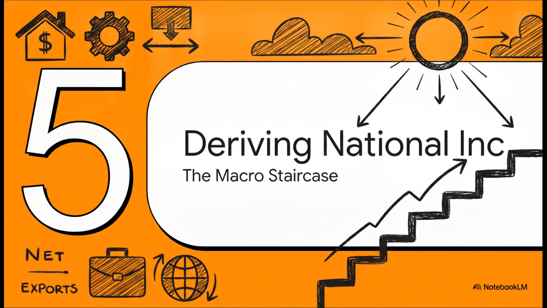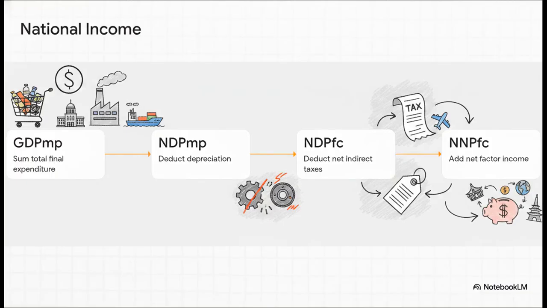Section 5, Deriving Final National Income. It is time to climb the macroeconomic staircase. You'll want to memorize this rhythmic sequence for your exams, analysts. Step 1, sum up your four components: consumption, investment, government, and net exports. That gives you gross domestic product at market prices. Step 2, remember that physical machinery wears out over time. So we subtract depreciation to arrive at net domestic product at market prices.